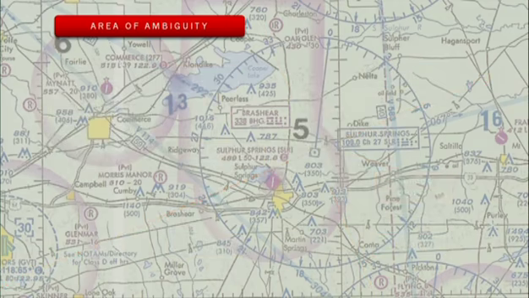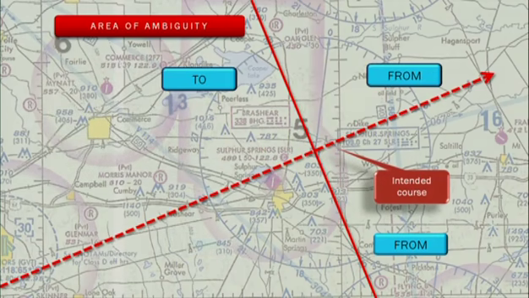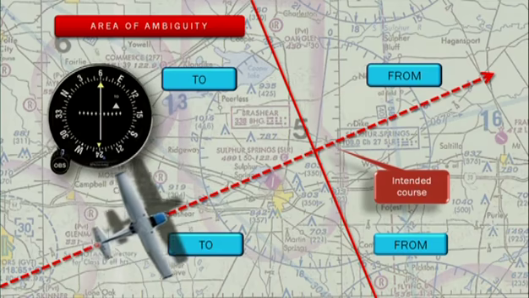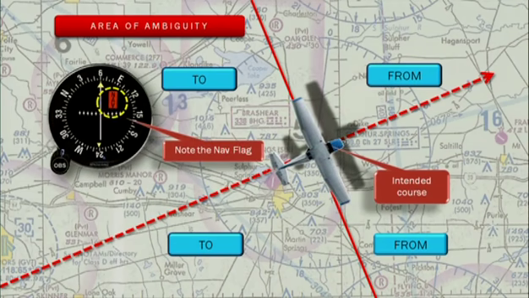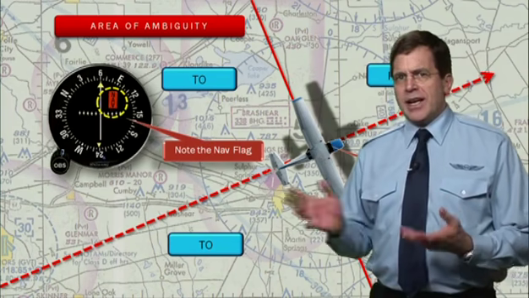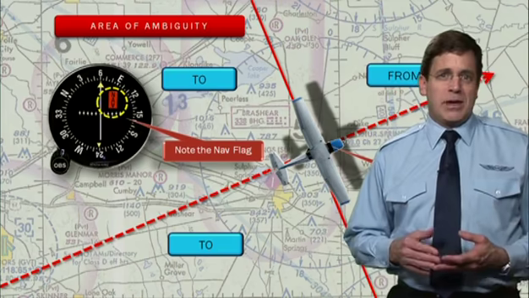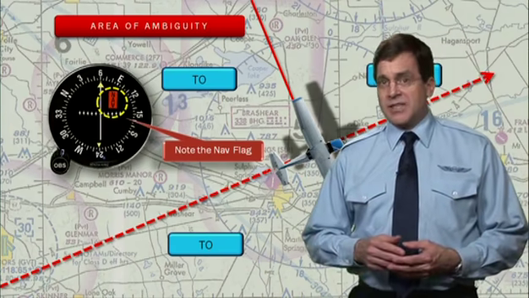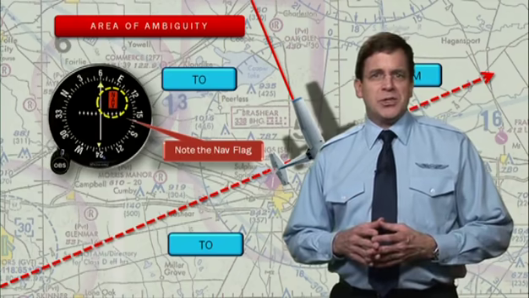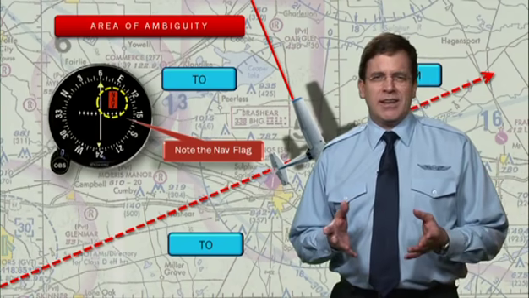Let's run this animation again. Note that the indication will be as previously indicated. The nav flag indicates that there is no valid to from condition. This means one of 3 things. Either you are directly over the station and the to from indication is about to reappear, or you are too far away from the station to receive a signal, or the station or system is not operating correctly.